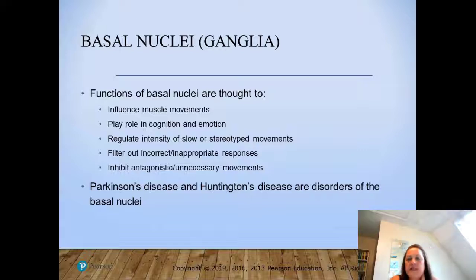Parkinson's disease and Huntington's disease are disorders of the basal nuclei, and both have a symptom of rapid or inappropriate movements, right? Too much shaking or that kind of thing. So that's where the functions come from, by looking at what happens when people have an issue with them.